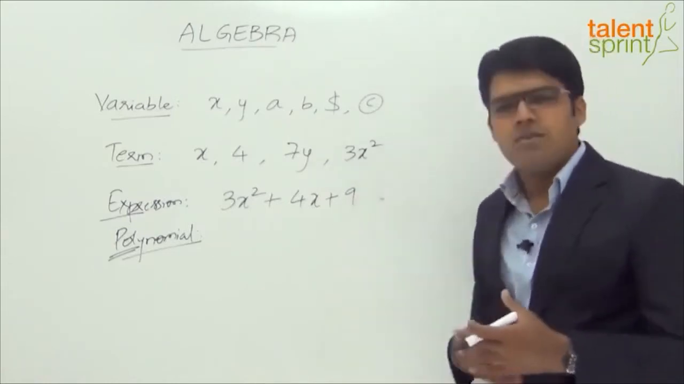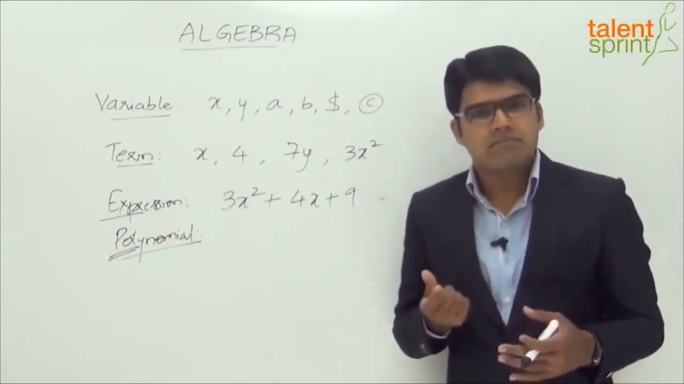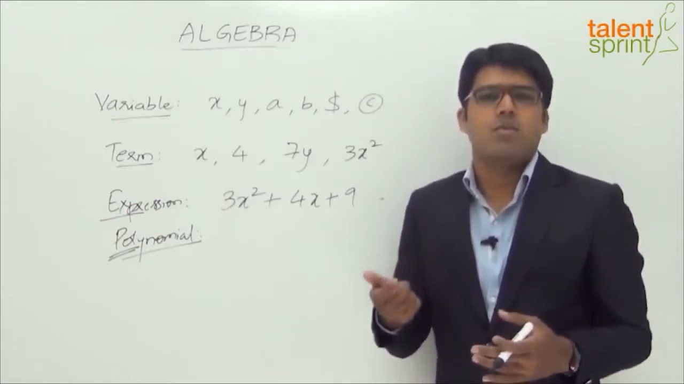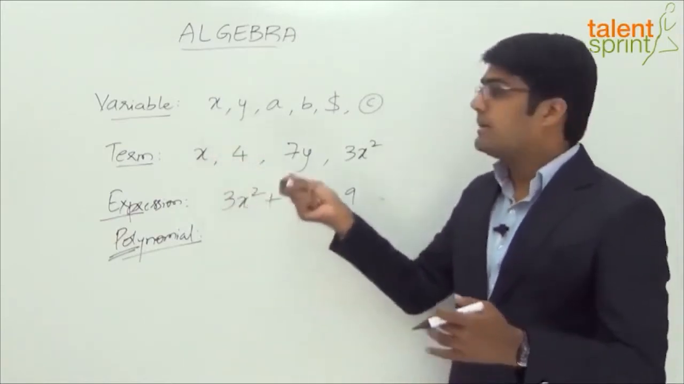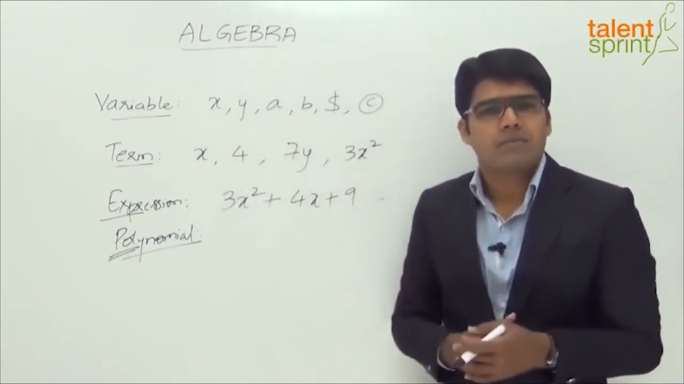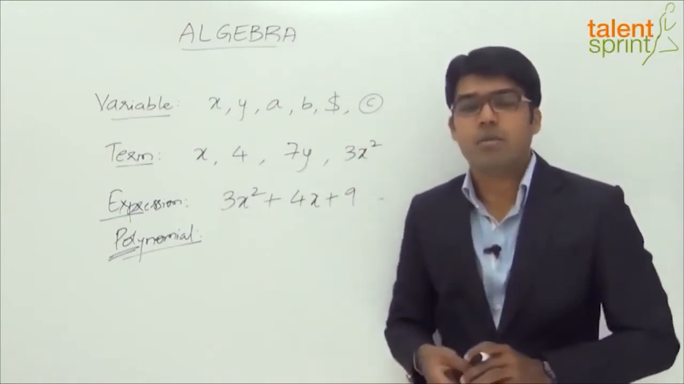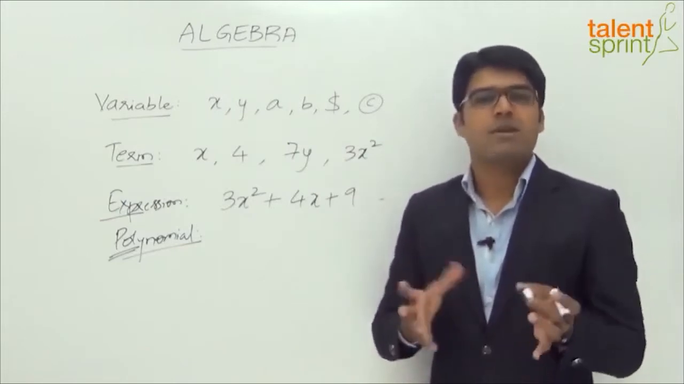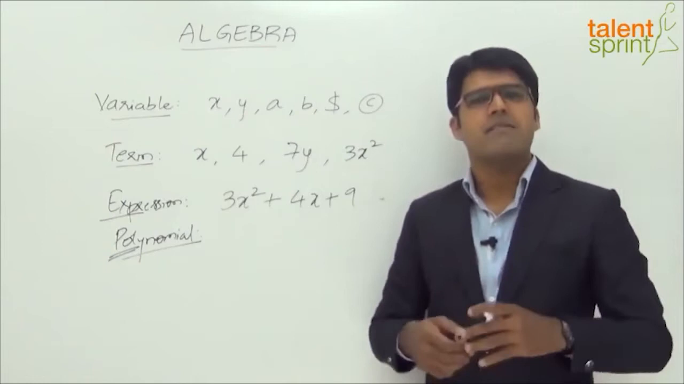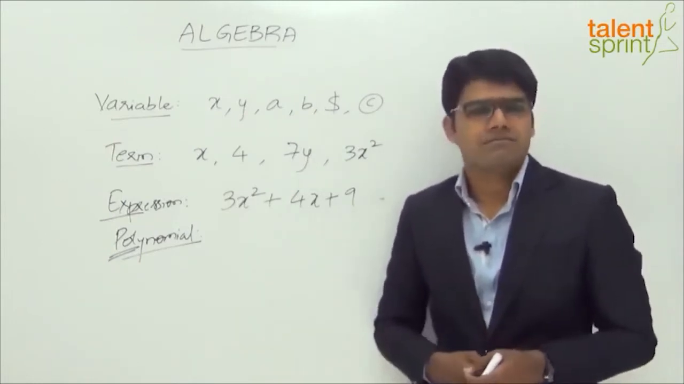Again, we can classify it into different forms. For example, if there's only a single term, that's called a monomial. There's just one single term there. It can be x, or simply a number 4, or 7y. That's called a monomial. Then there's something called a binomial, a commonly used terminology in mathematics. Binomial means 2 terms. Then we have something called a trinomial, 3 terms, and so on.